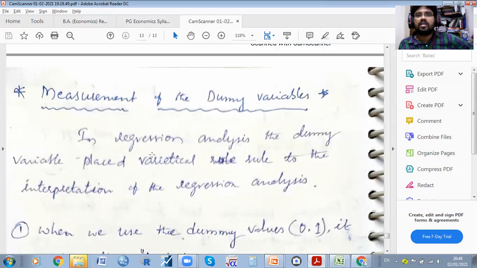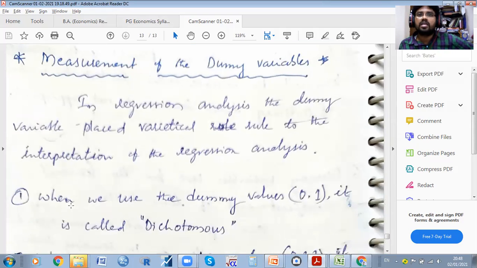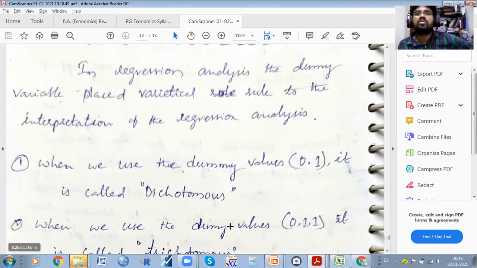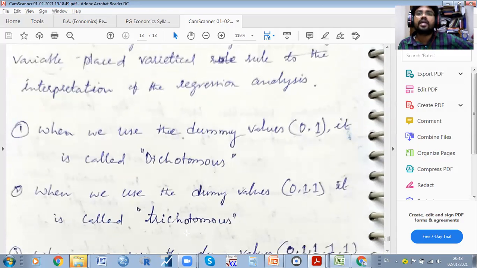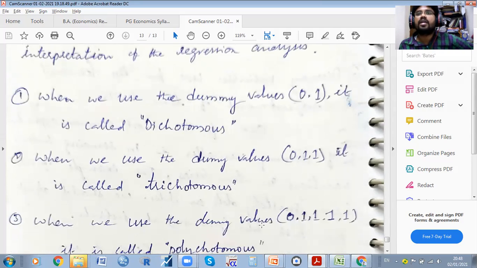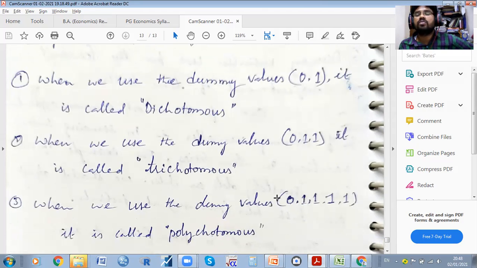So this is the last one. I would like to say something about the measurement of dummy variables, how we can measure the dummy variables. When we use the dummy variable that is 0 and 1, it is called dichotomous. As I told you just now, when you use 0 and 1 or 1 0, it is dichotomous. When we use the dummy variable 0 1 1, nothing but absence, presence and presence, it is called trichotomous. When you use three dummies, that is trichotomous. When we use dummies like 0 1 1 1 1, that is called polychotomous, nothing but when you use more than three dummies.